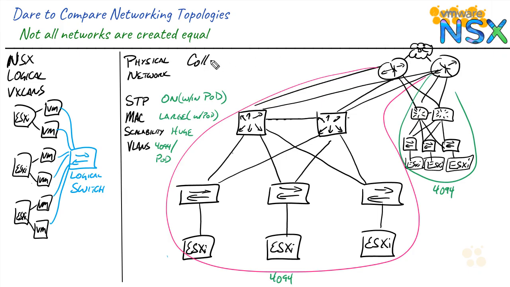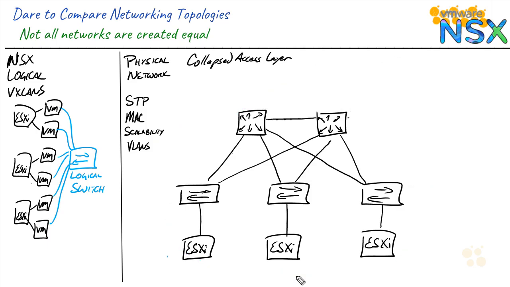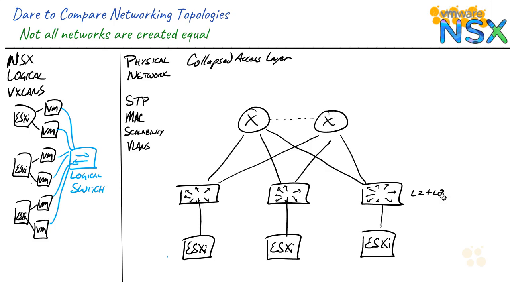Another option would be to actually use what's known as the collapsed access layer. So for this model, we're going to be replacing our layer 3 switches with routers. But wait, we worked so hard to actually have that combination of routing and switching to give ourselves flexibility. True. But here's what we're changing now. We're collapsing the access layer to the point of access so that now these devices that our ESXi hosts are directly plugged into are now layer 3 switches.